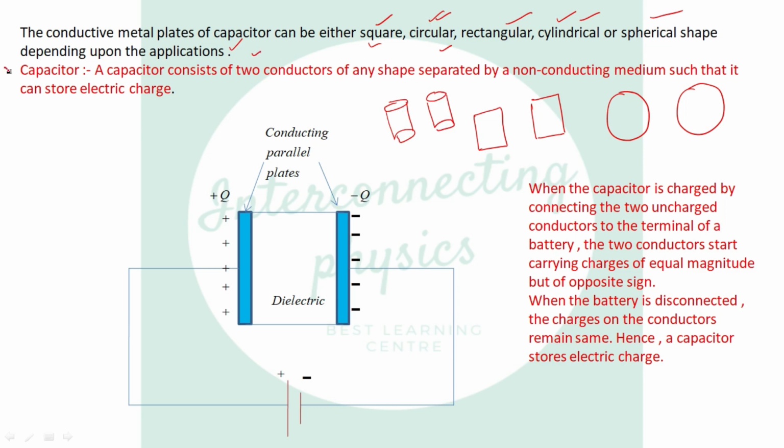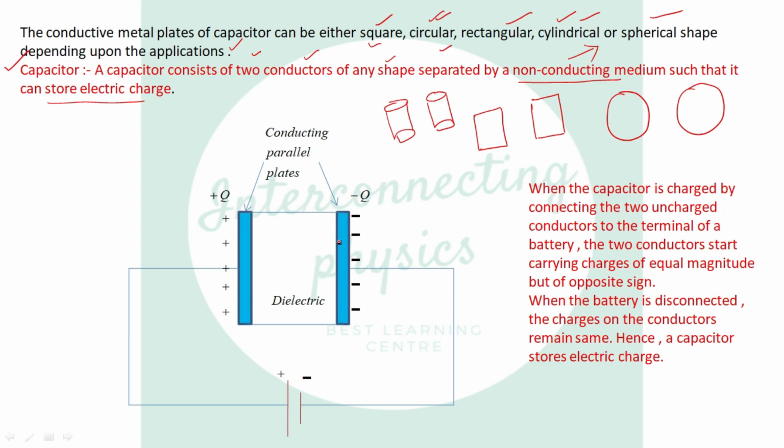So in short, what is a capacitor? A capacitor consists of two conductors of any shape separated by some non-conducting medium, meaning an insulating medium or dielectric, such that it can store electric charge. So let us see how it stores the electric charge.